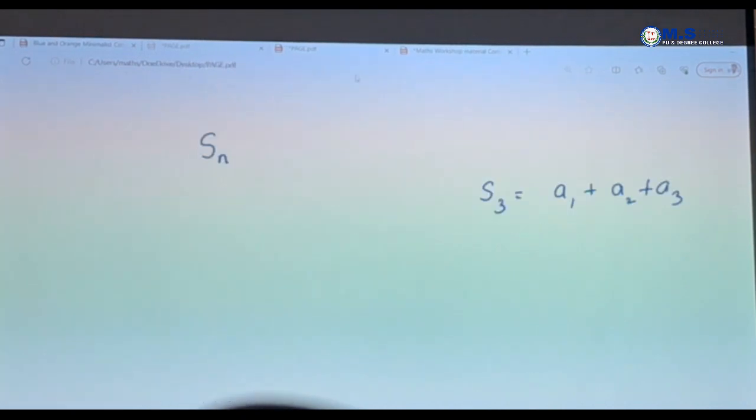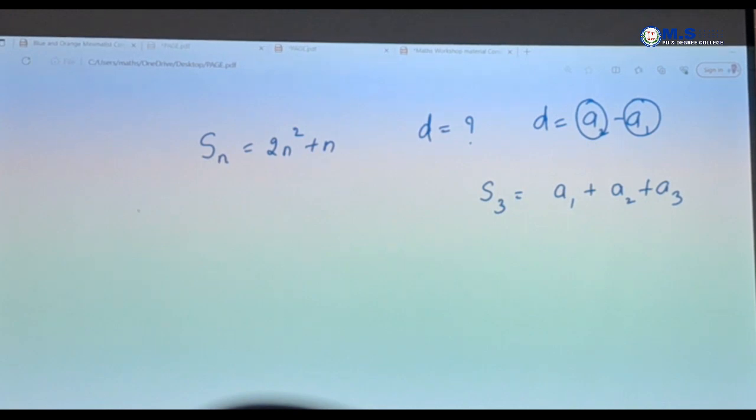They have given Sn equals 2n square plus n. We need to find out the common difference. What is common difference? Difference of any two consecutive terms. We need to find out A2 and A1. Right? Now, first we will find out S1.